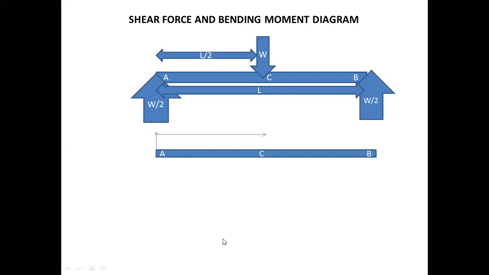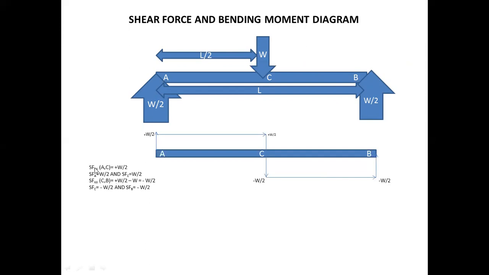Then between A and C, I told you the shear force will remain constant. So a constant line up to the point C. Again at the point C, the shear force is minus W by 2. And from C to B, it is constant. So I have given a constant line. And the reaction is W by 2. So ultimately, I reached the point A, point B.